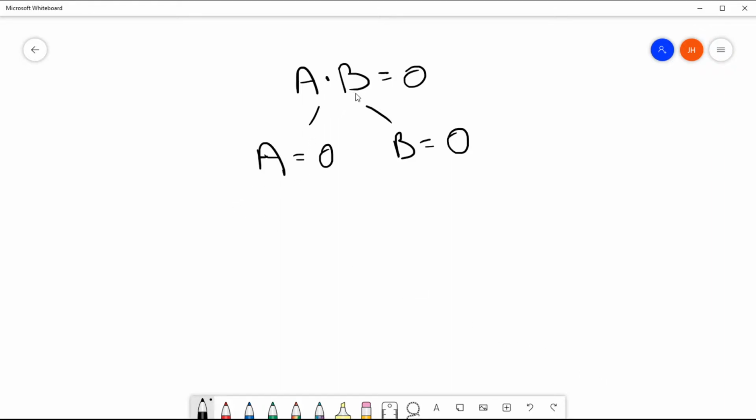Hey y'all. In one of my more recent videos, I made the claim that if I have any two factors, A and B, and they multiply to make 0, it must be true that A equals 0 or B equals 0. I made that claim. And I asked you guys to just think about it for a bit and kind of convince yourself that it was true. Well, now I'd like to prove to you that it's true.